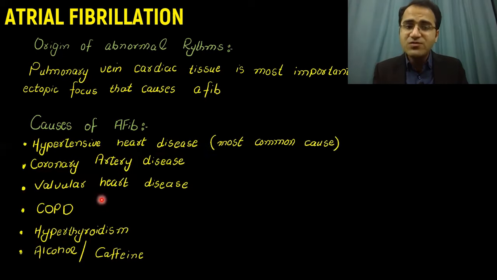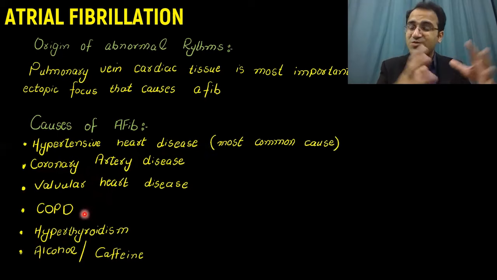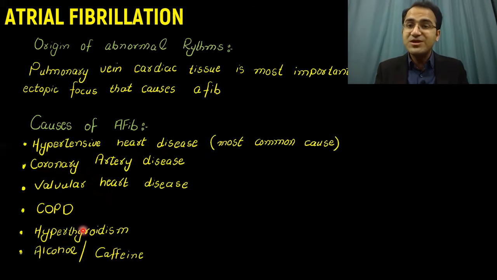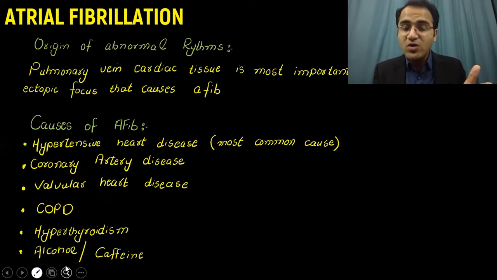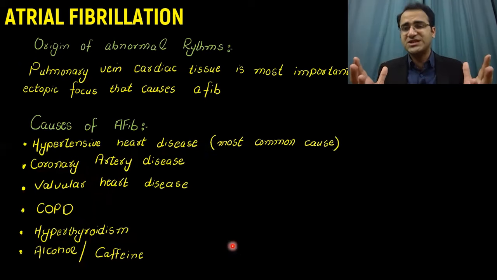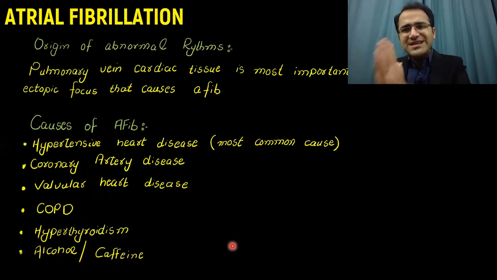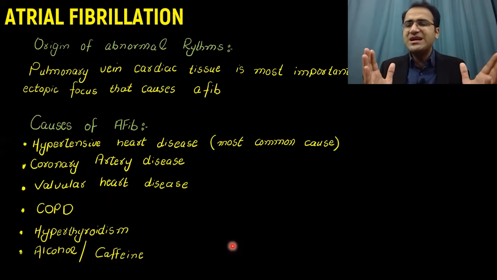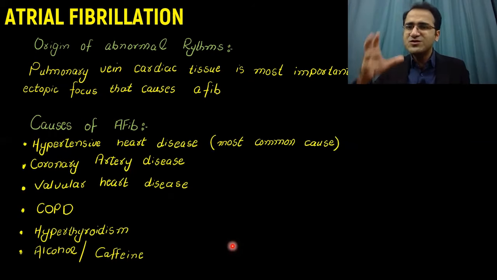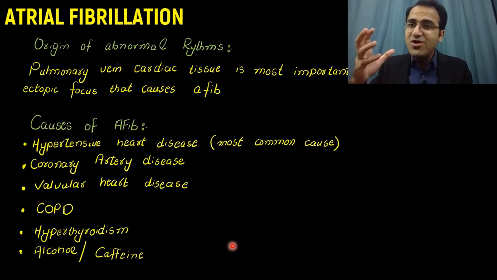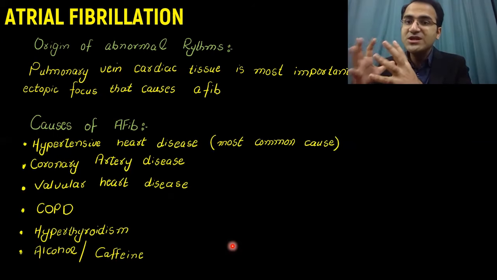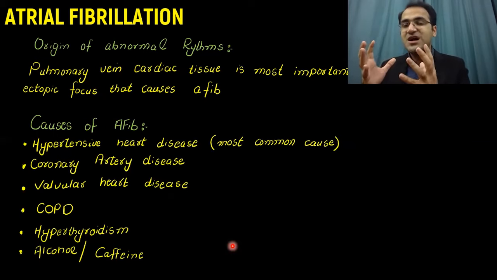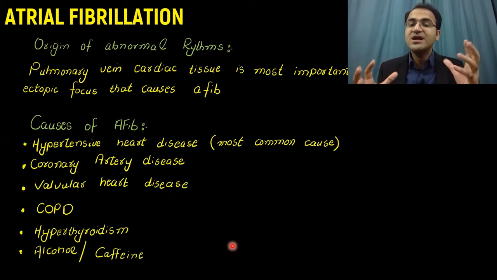Other causes include coronary artery disease, valvular heart disease, and COPD, which causes poor pulmonary function and a damaged heart. Hyperthyroidism causes excessive tachycardia and ultimately the heart fails. Hyperthyroidism, alcohol, and caffeine all induce tachycardia. So remember that everything that damages the heart can ultimately be a cause of atrial fibrillation. When you put so much load on the heart for a very long time, there will be pathological changes in the heart tissue, and those changes can lead to abnormal activity and atrial fibrillation.